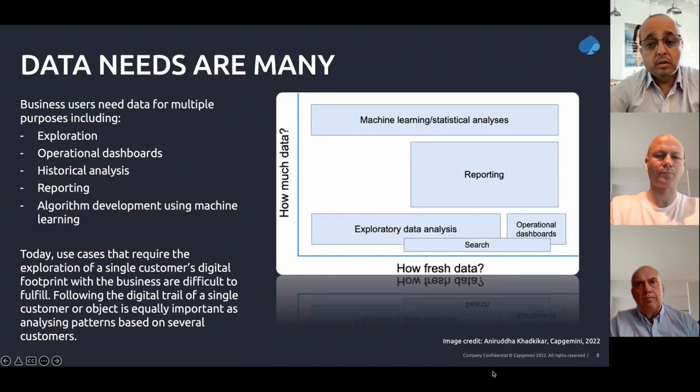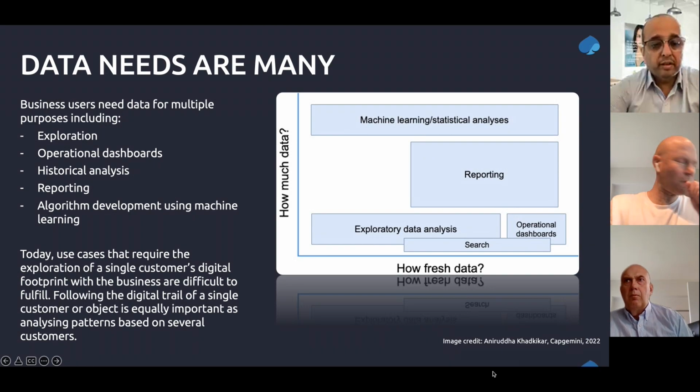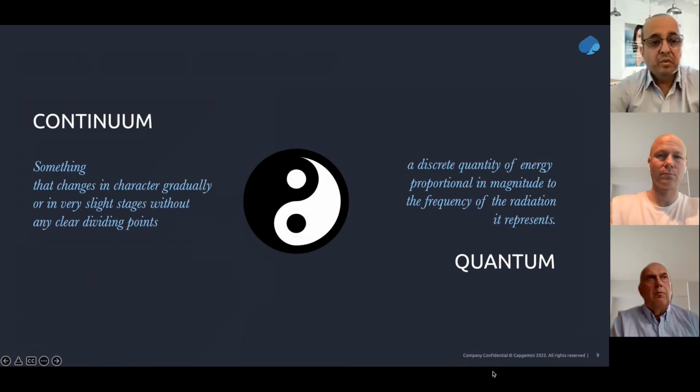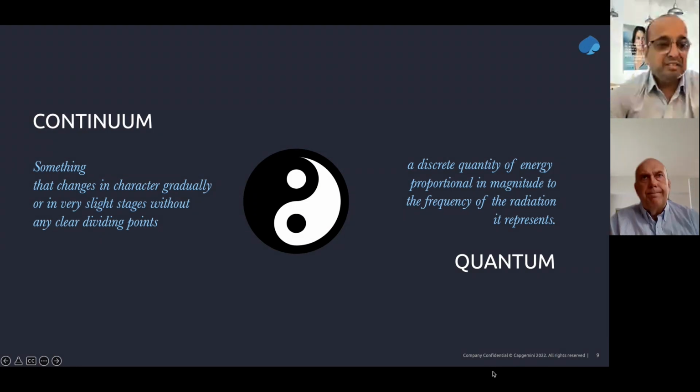And one use case that we look at increasingly is, apart from historical reporting, you also need to be able to work with wide and shallow data, where the depth of data is shallow, but then you need to see a synoptic view of a particular instance of an object. And that's where we started thinking in terms of two views of data, which we refer to as a continuum and quantum.